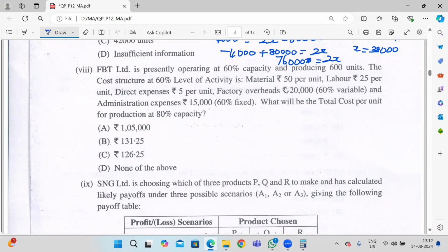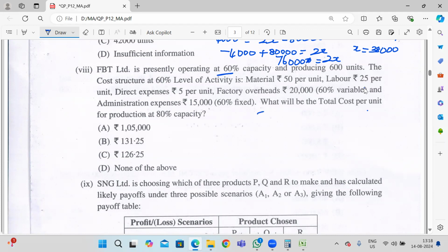So here they have given details for 60% capacity. Now we need to identify the details for 80% capacity. Here they have given all the details for 60% capacity, that is at 600 units. So material 50 rupees per unit, labor 25 rupees per unit, direct expenses 5 rupees per unit. Factory overheads 20,000, of which 60% is variable.